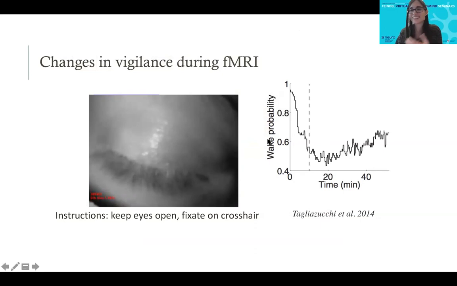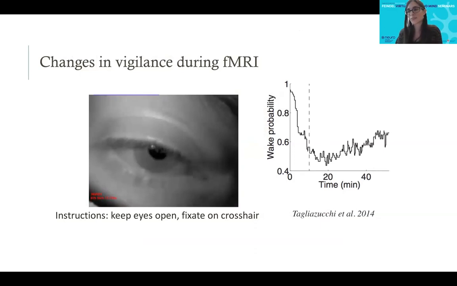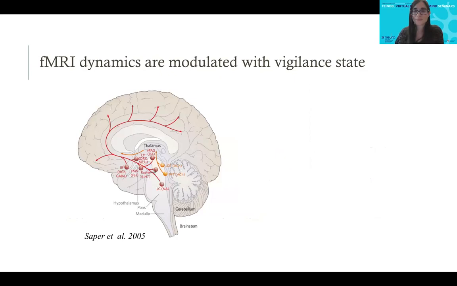This is actually quite important to consider for fMRI studies, I think, because first of all, how alert we are has an influence on our behavior and how we process information. And it may also shape the BOLD signal dynamics that we see. So there's reason to believe that it may impact BOLD signals in a widespread fashion.